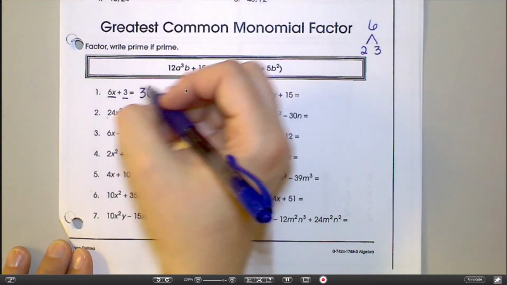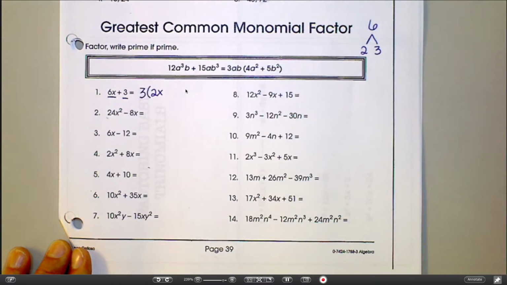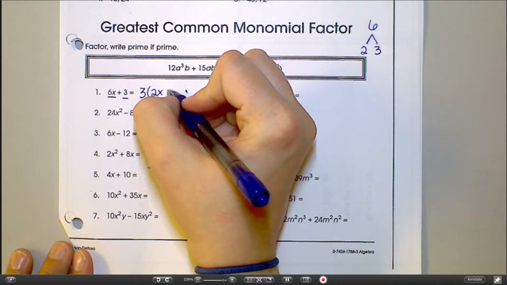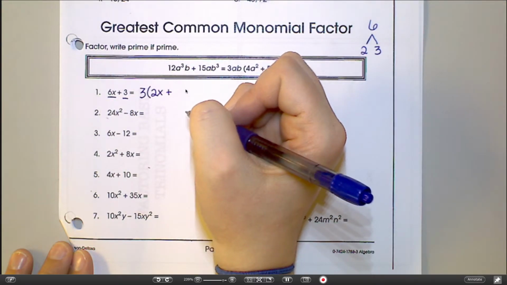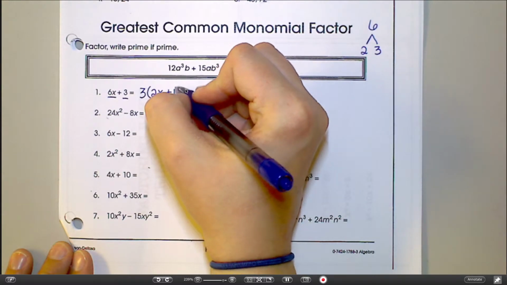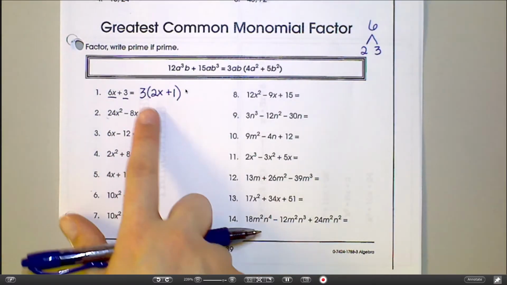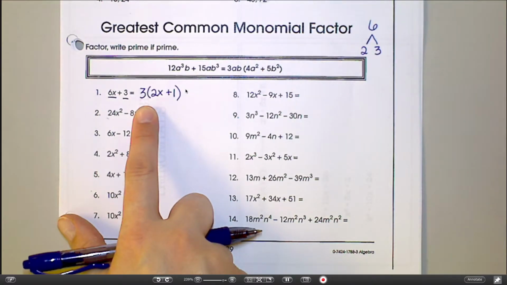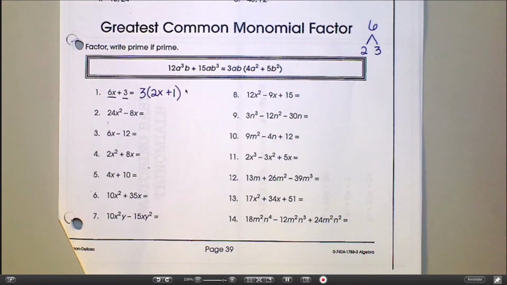So 6x divided by 3 is 2x. And then if I take 3 out of 3, what would I be left with? You'd be left with 1. You're dividing, so it would be 1. And that's what this would look like factored. See how that now looks like a distributive property problem? I would take the 3 and multiply it back through and it would turn back into that. So it's like you're undistributing. You're doing the backwards of the distributive property.